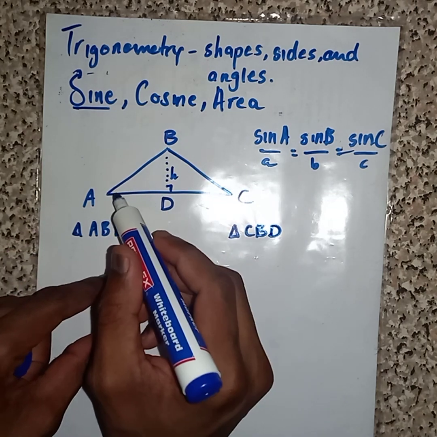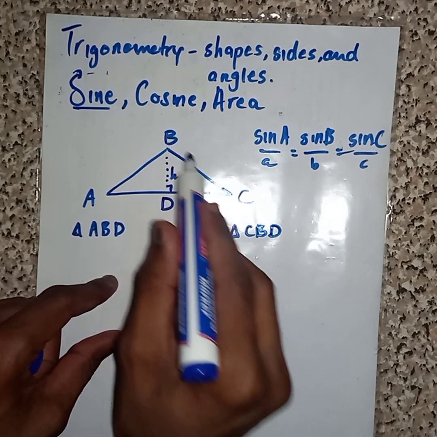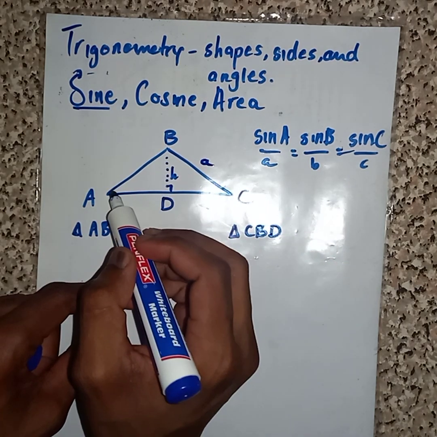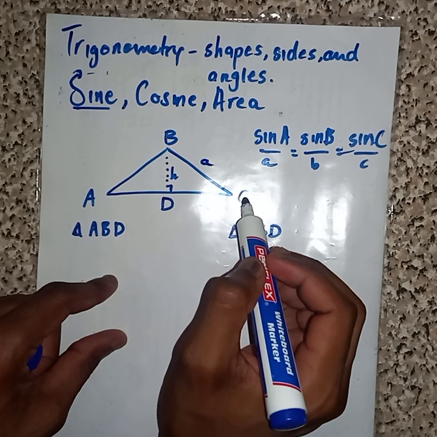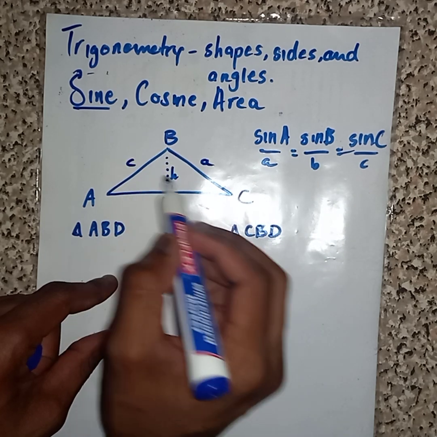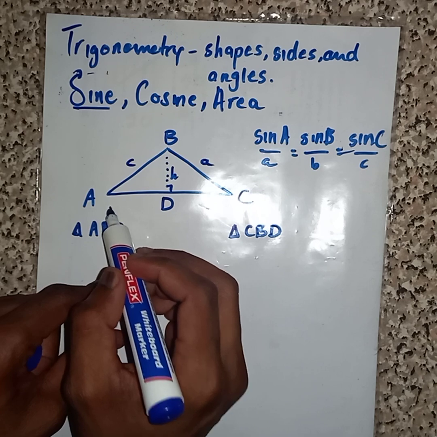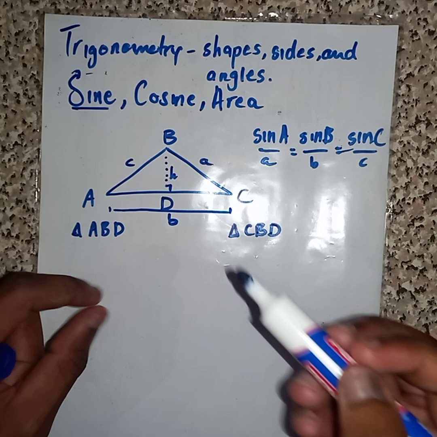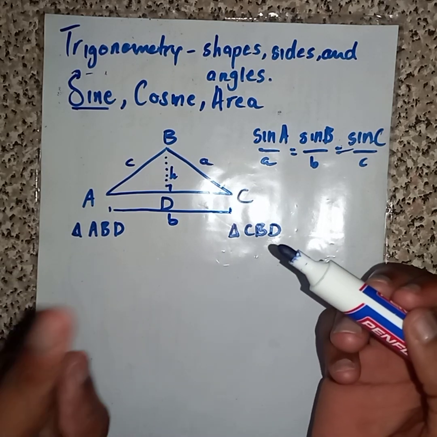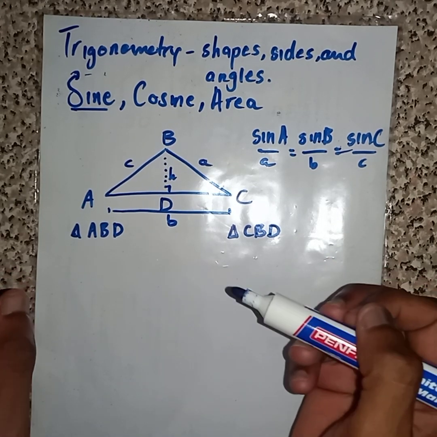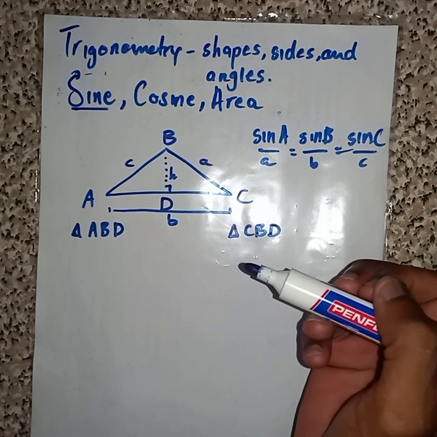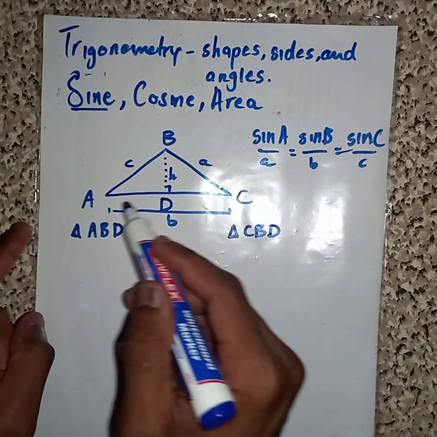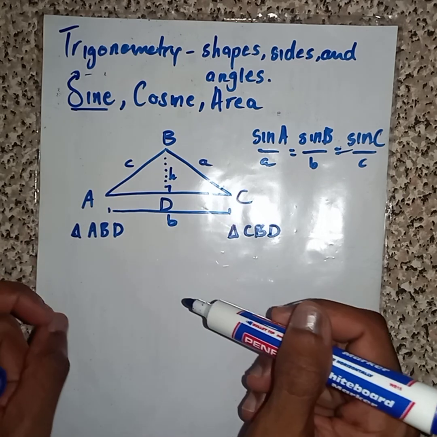Then now, what I'm going to do is name the sides opposite to the given angles. For BC, I'm going to write a small a. For AB, I'm going to write c, which is opposite to angle C. Then AC is going to be small b, but I'm not going to use it for this proof. Then it's fine.